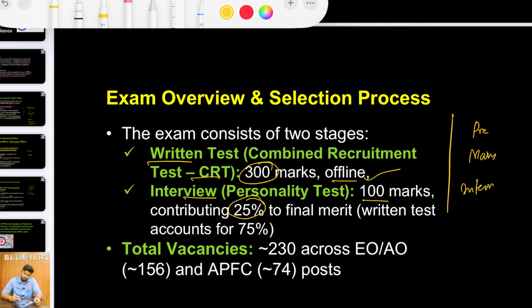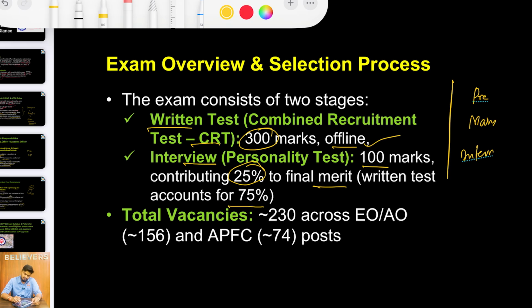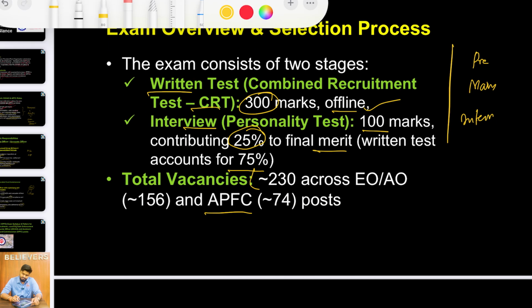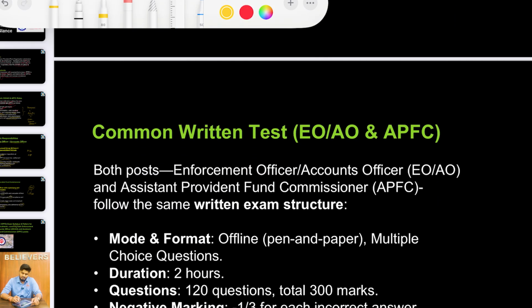The interview's 100 marks contribute 25% of the final merit. Written test accounts for 75%. So both marks are considered together, and then your final list will be announced. Total vacancies in this year's notification are around 230 across EO and AO. APFC around 74 posts.